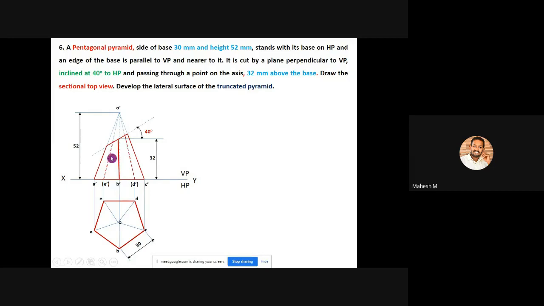Then you can project all the cutting points towards your top view. You can mark the necessary points. So it is similar to our previous unit, called third unit. It is not important for this development of surface.